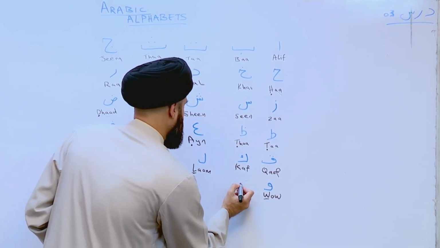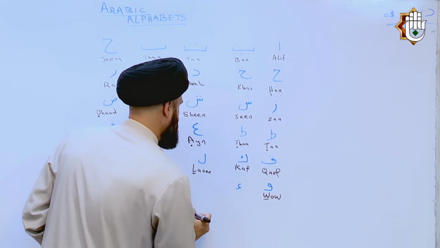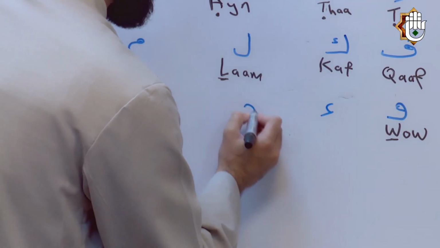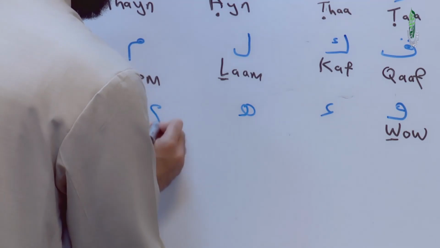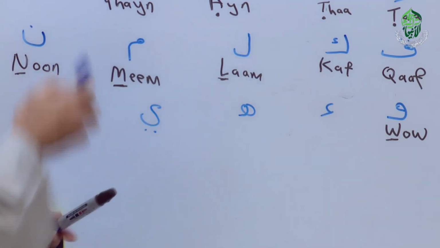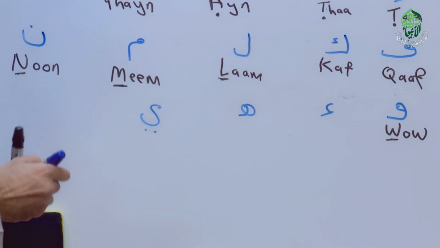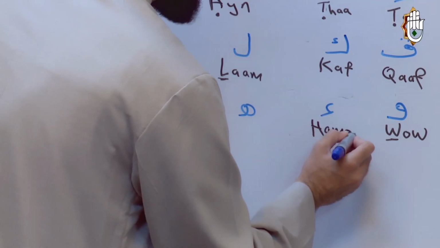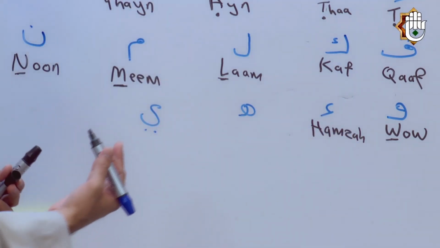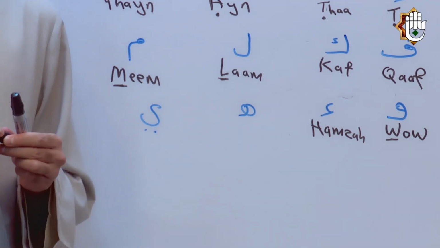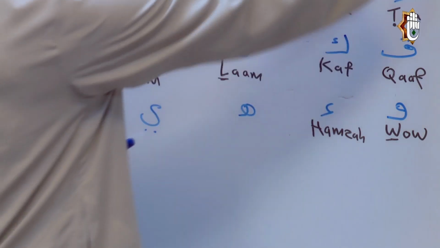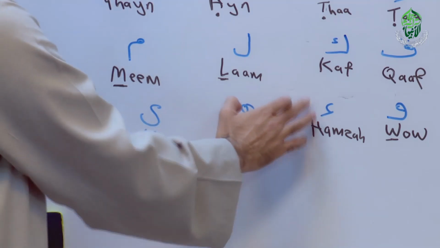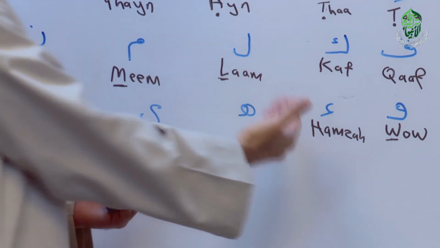Now we're going to look at Hamza, and then we're going to look at Ha and Ya. These are the last remaining letters that we want to look at. Now Hamza, okay, its name is Hamza, but it has an A sound. So it's pronounced exactly like the alif, the A in the English alphabet. Its name is Hamza, but the sound that it's going to produce is an A sound.